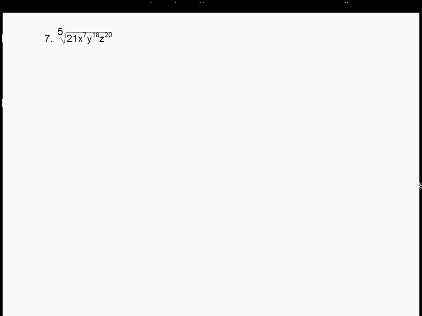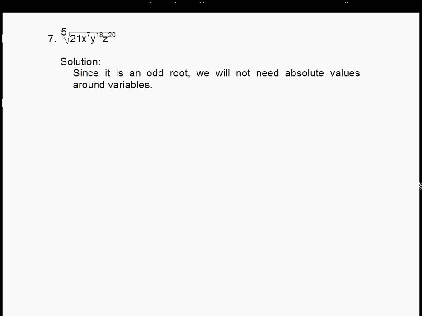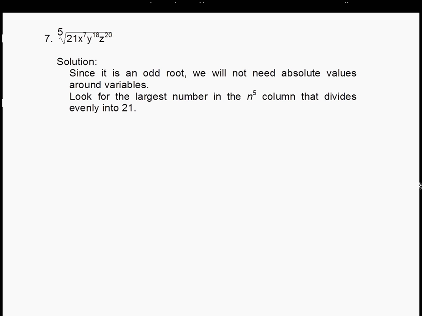Number 7. I have the 5th root of 21 x to the 7th, y to the 18, z to the 20. Since it's an odd root, we don't need absolute values. Again, it'll be wrong to put them. Okay, you're working with the number. Look for the largest number in the 5th column that divides evenly into 21. It's 1. 21 is just 3 times 7, so there's nothing we can do with it.